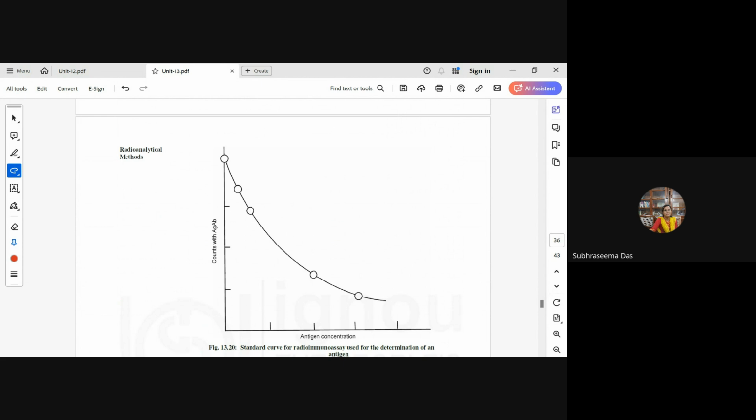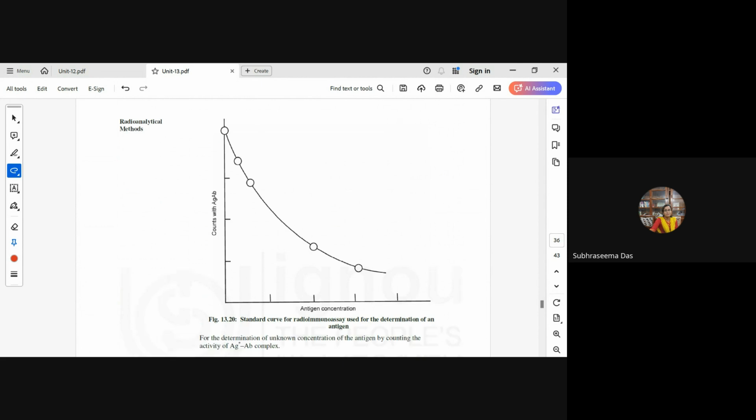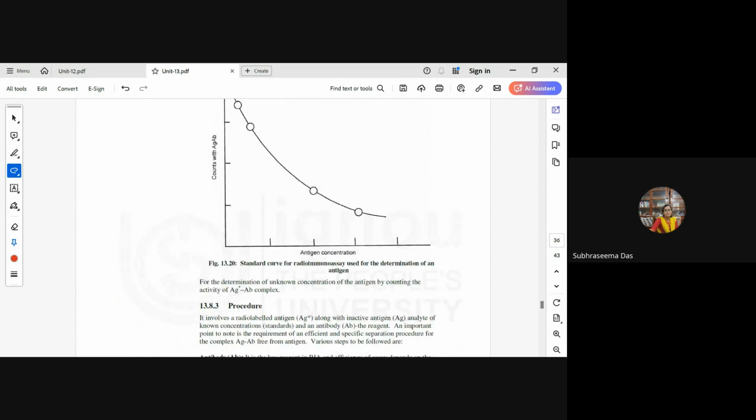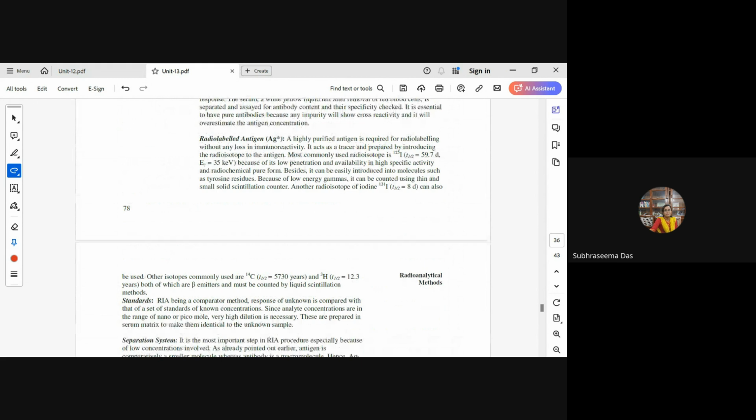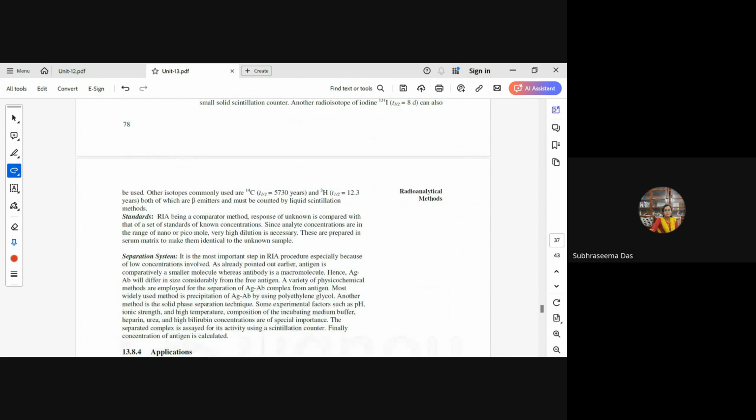Figure 13.12 shows the principle of radio immunoassay that is performed to determine the exact concentration. The plot of the radio immunoassay is shown, and from this curve we can determine the unknown concentration of the antigen by looking at the activity of the Ag star AB complex. Here mostly radio labeled antigen, Ag star, has been used, and the most commonly used are I-125 and I-131, the radioisotopes of iodine.